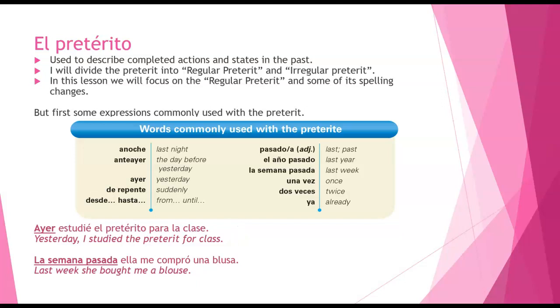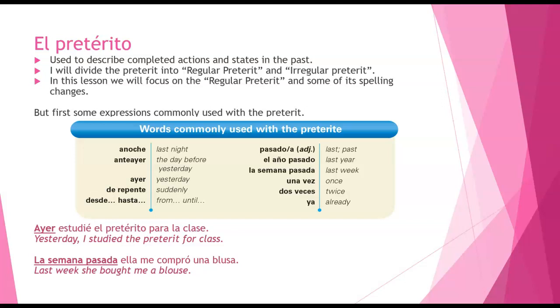Okay, el pretérito. Basically, the preterite is used to describe completed actions or states in the past. These are things that are equivalated many times, not 100%, but many times with the ed form in English, like walked, talked. But we have irregulars like ran, swam, taught. And so that's the preterite. It's a completed action or a state in the past.